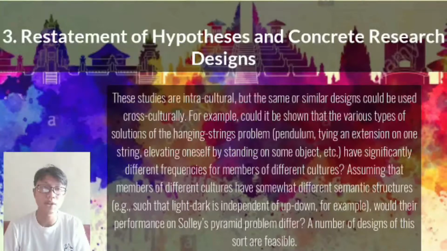Assume that members of different cultures have somewhat different semantic structures, for example, that light and dark is independent of up and down. Would their performance on Maier's pyramid problem differ? A number of designs for this are possible.